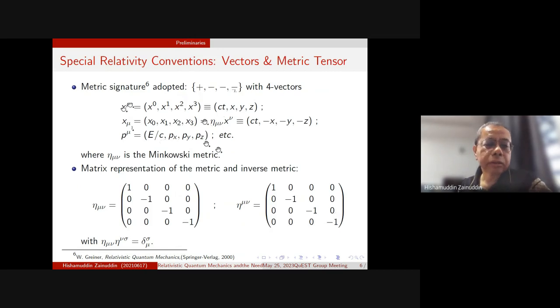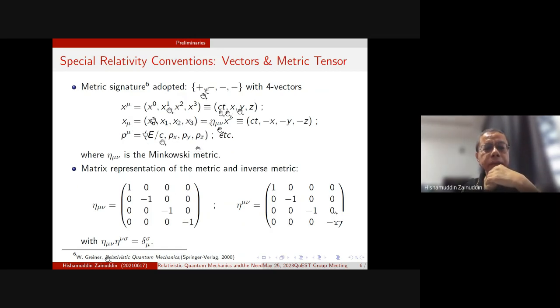And then you can also define it for other physical 4-vectors that you have come across. The other important one would be your momentum. So p^mu: the 0 component will be related to energy, and then the 1, 2, 3 components will be your components of ordinary momentum.